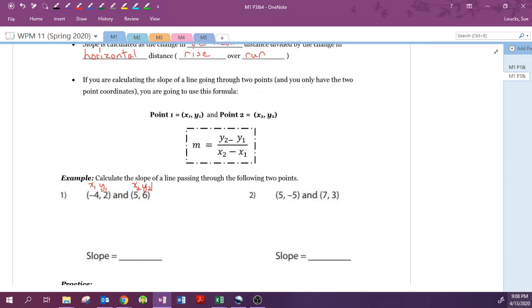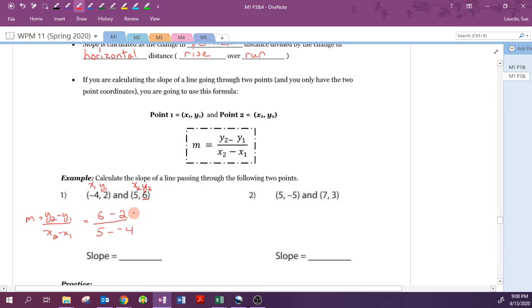Okay, so our formula is m equals y2 minus y1 over x2 minus x1. So y2 is 6 minus my y1 is 2, over x2 is 5 minus my x1 is -4. Now, I did write that as minus -4. If you try and change it in your head while you're doing it, it's just so easy to make a mistake. So just don't.